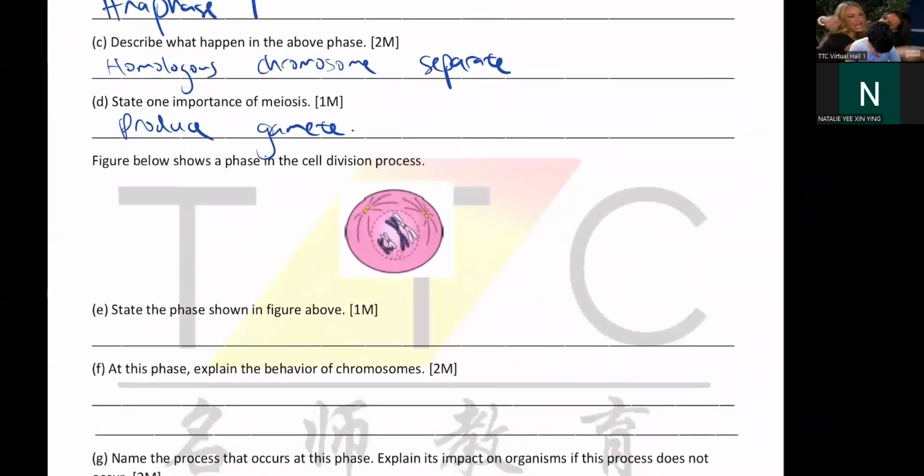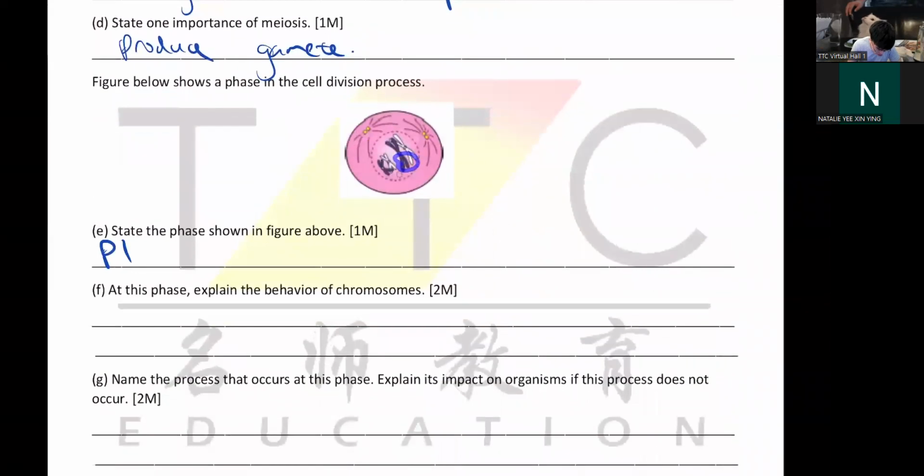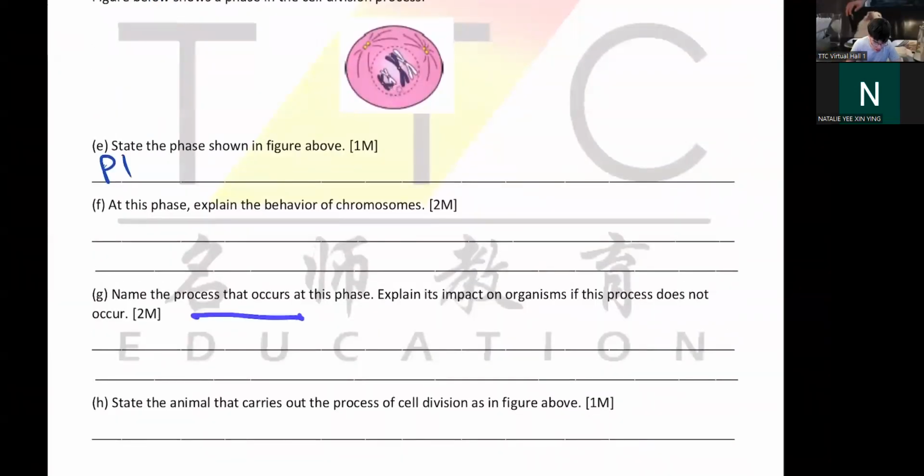So state the phase. This is prophase 1. What are they doing? This is the crossing over. So explain the behavior: they become visible and they do crossing over. Name the process that occurs: crossing over. You can do this yourself.